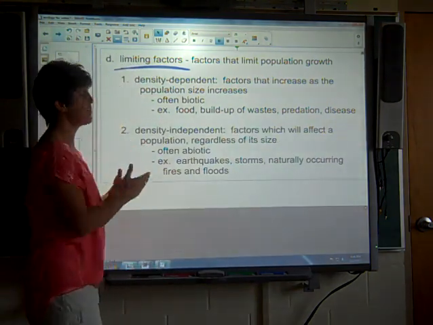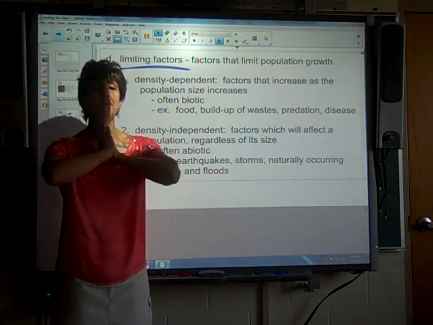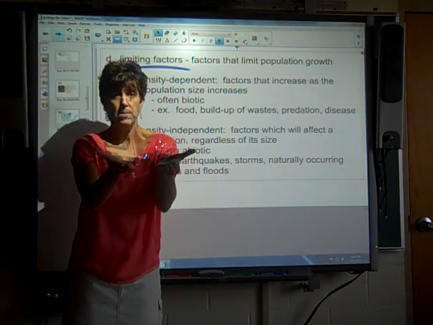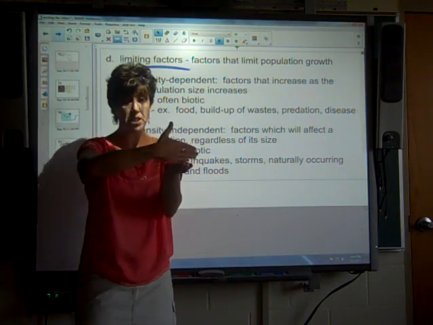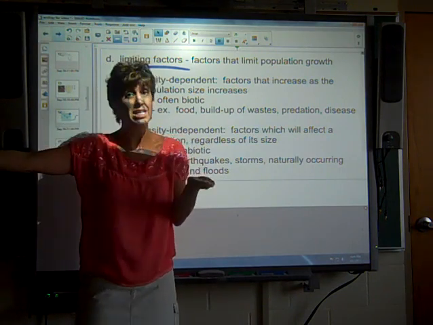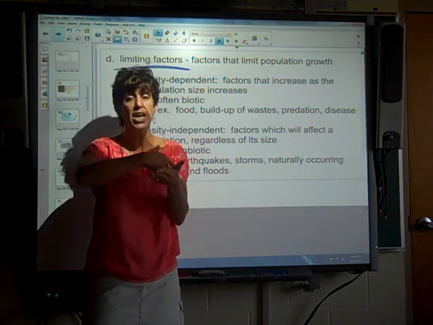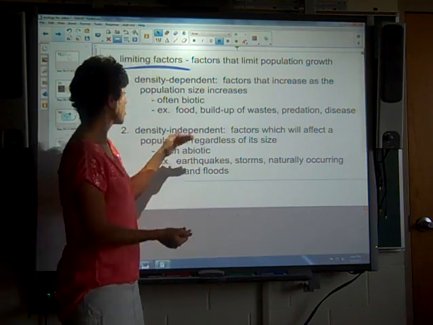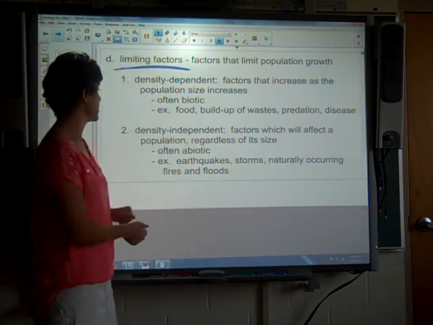The second type is density independent. That means it will affect the population no matter the number. A fire. A fire will affect a population of 5 or 500. It doesn't matter. If there's a fire in that area, it's affecting the members of the population, and size is irrelevant. So that's called density independent.